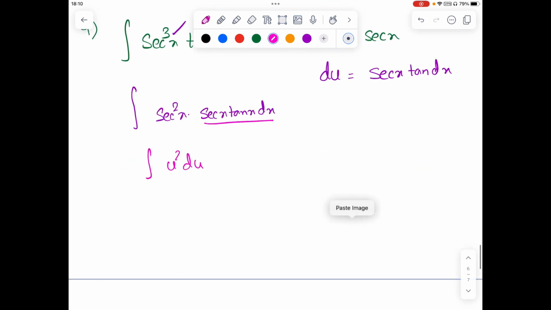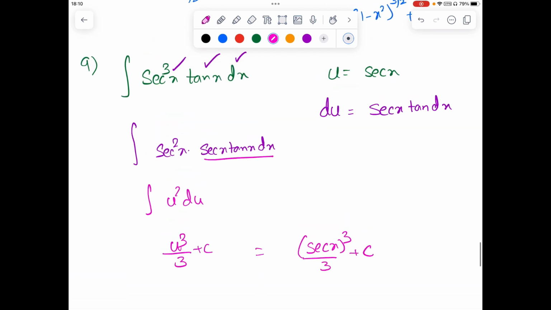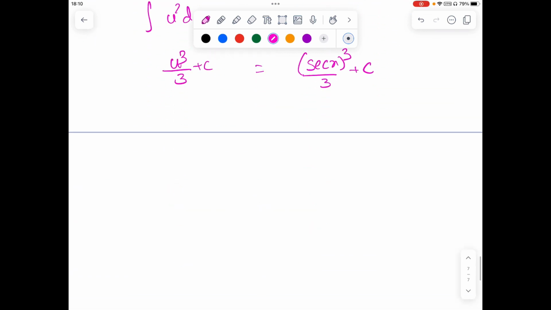What is the integral of u square? u cube by 3 plus c. What is u? Secant x, so the answer is secant x whole to the power of 3 upon 3 plus c. That's question number 9. Coming to question number 10. Integral of x plus 1 times x square plus 2x whole cube dx.